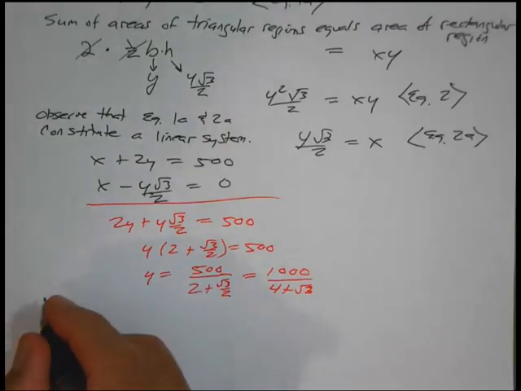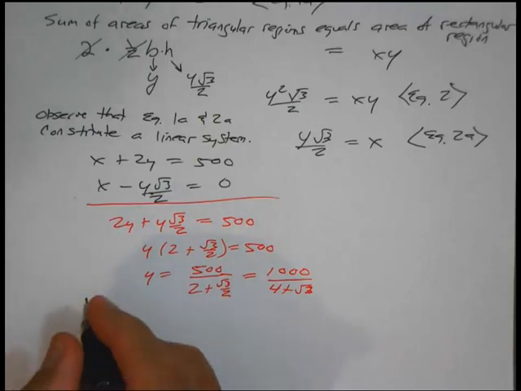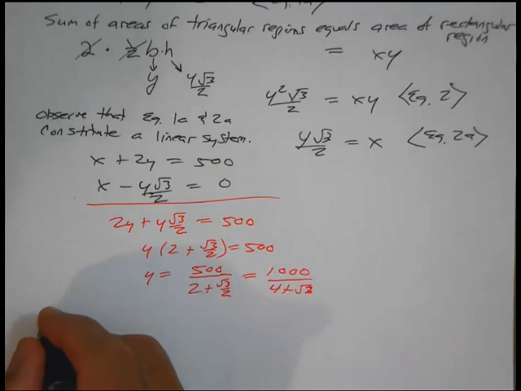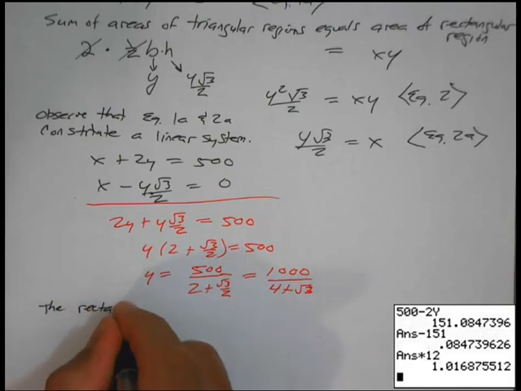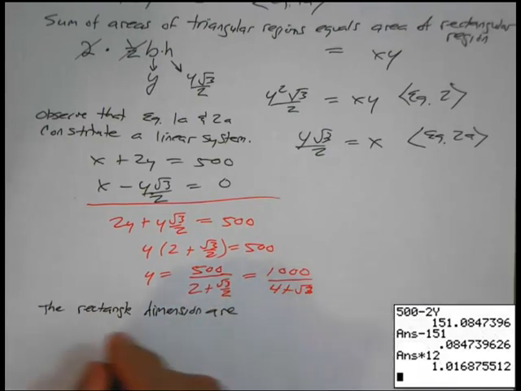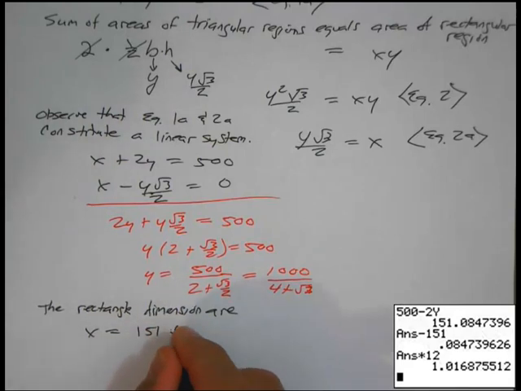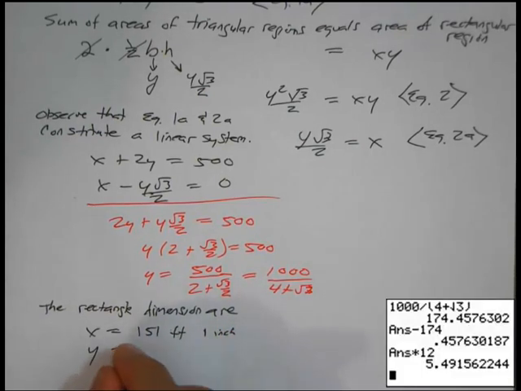Okay, so noting the calculator's arithmetic here, we're ready to start making our conclusion. It looks like in this case our conclusion is going to refer back to our diagram that has x and y labeled, so it will be clear what that means here. So we can make a sentence saying the rectangle dimensions are x equal to 151 feet 1 inch, and y equal to 174 feet 5 inches.